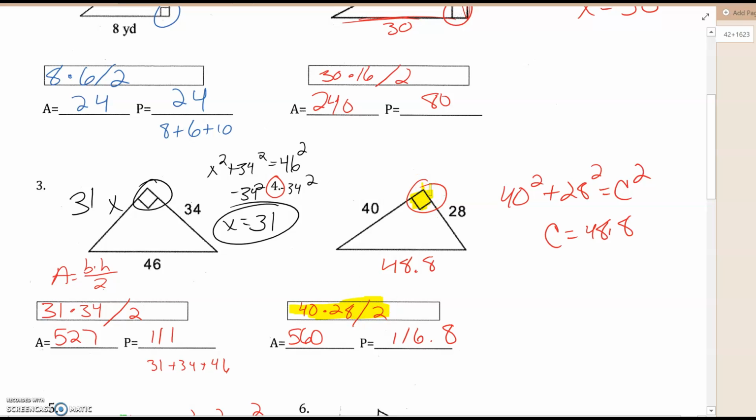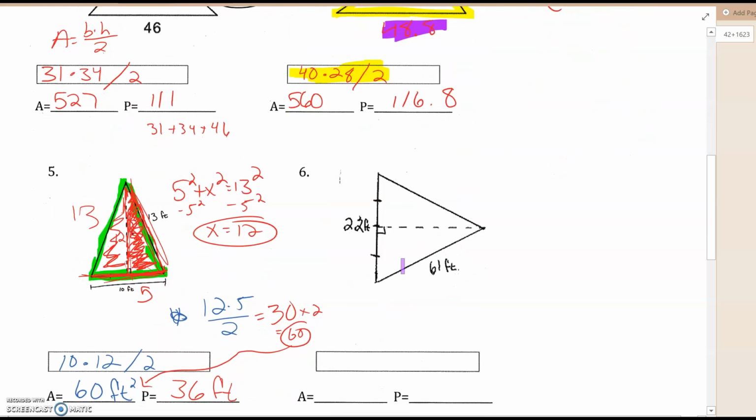And then to find the perimeter, which would have to go all the way around, like so, I'd have to do the Pythagorean theorem to find that other side. So if I add all of these numbers together, 28, 40, 48.8, that should give me my 116.8. And then, of course, the last one.